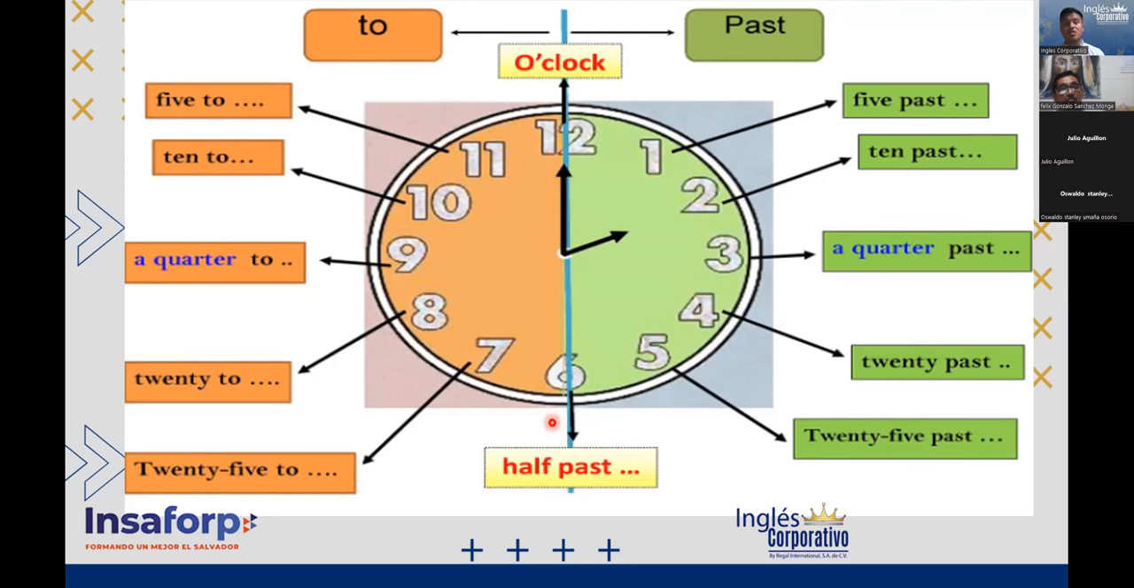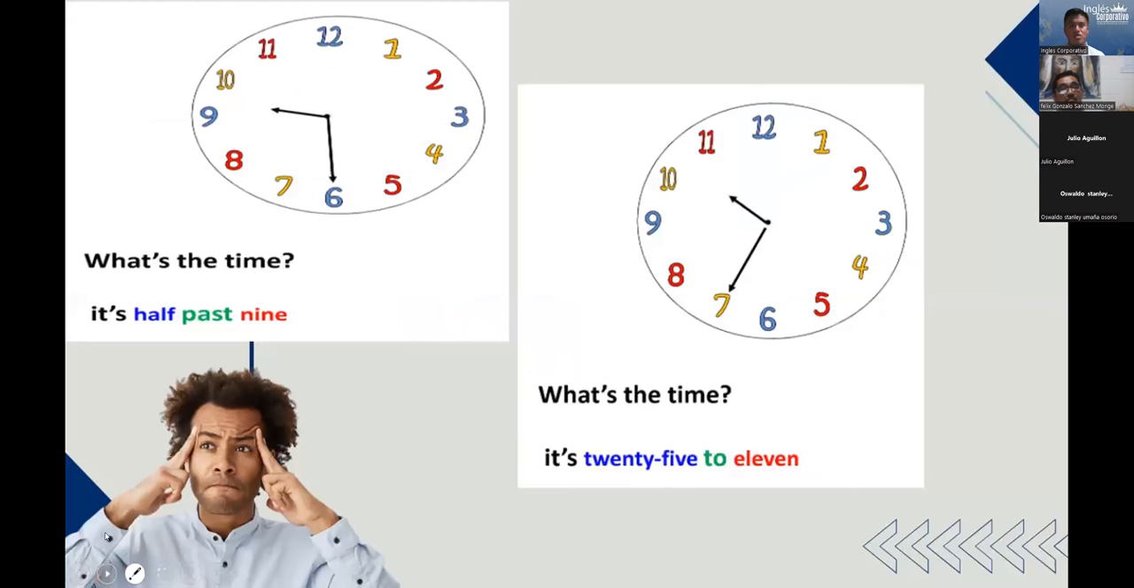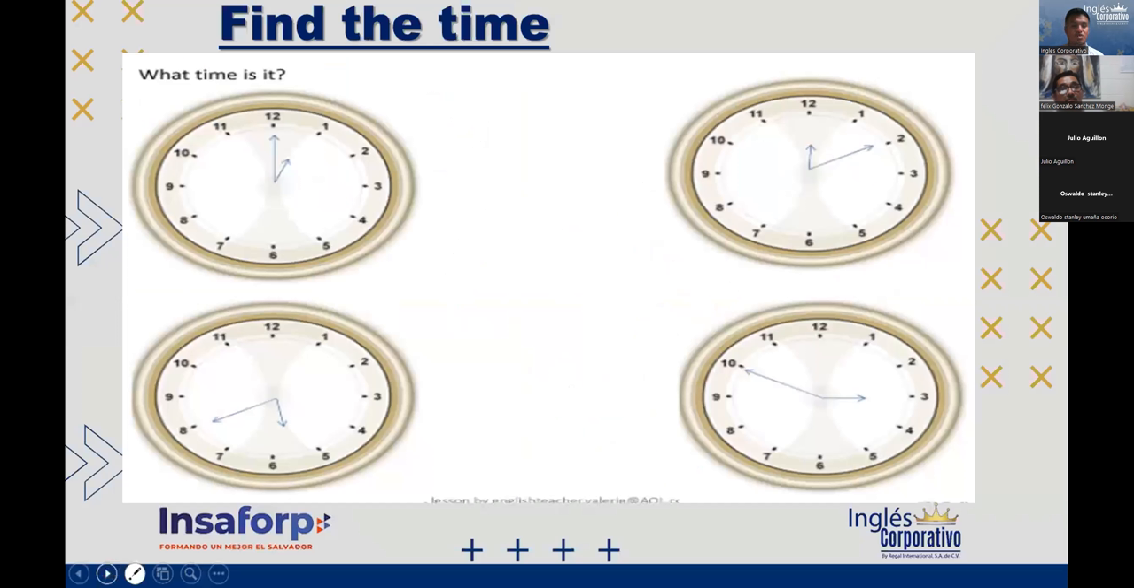Esas son las dos formas que decimos. Mediodía, medianoche. It's noon or it's midnight. Those are the two ways. Esas son las dos formas que vamos a utilizar. Good question. Thank you for asking that question. Now, if there are no other questions, si no hay alguna pregunta for the time expressions, para el tiempo, nos vamos a ir a la práctica. We're going to go directly to the practice.